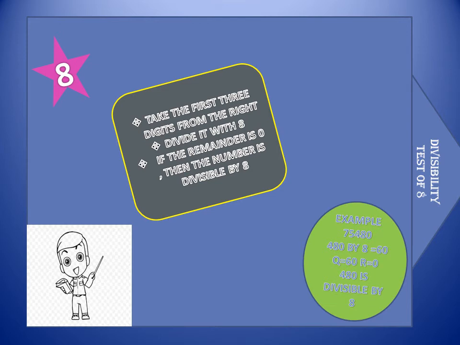For example, 75,480. Take the last 3 digits, that is 480. Divide it by 8. It's exactly divisible. We get the quotient as 60 and the remainder as 0. So we see that the given number, that is 75,480, is divisible by 8. Let us check. 480 is divisible by 8.